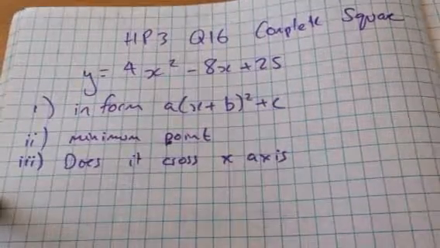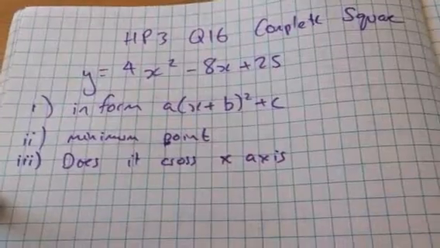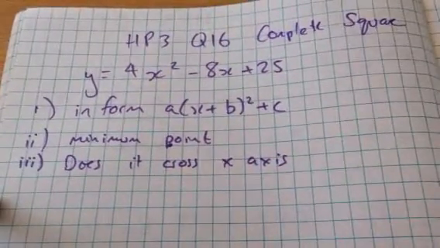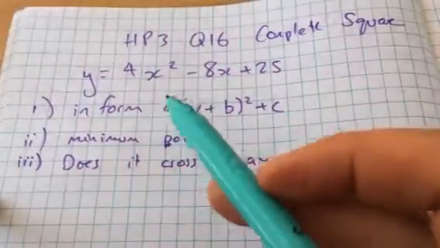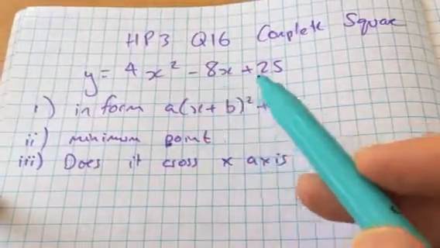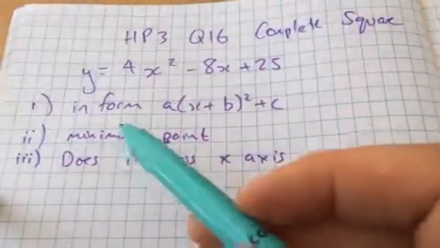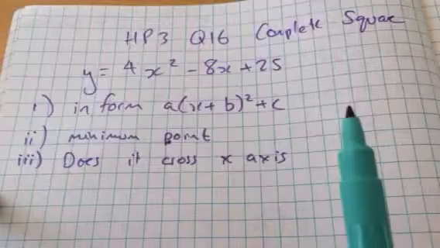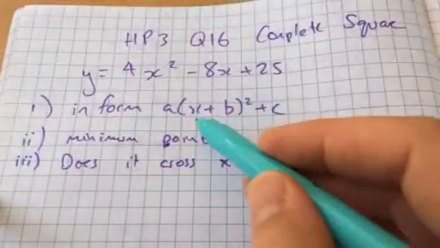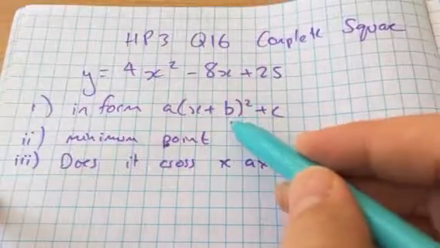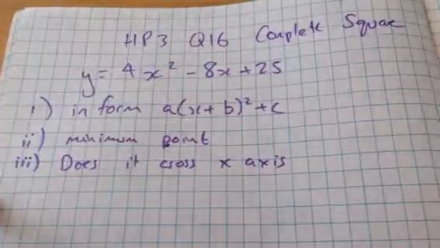We're continuing the higher paper series, higher paper 3, question 16. We have to complete the square. Now it doesn't say we have to complete the square, it just gives us y equal to 4x squared minus 8x plus 25. It asks us firstly to put it in the form a(x plus b) squared plus c, and there we know that's completing the square. So do have a look at the other videos on completing the square.